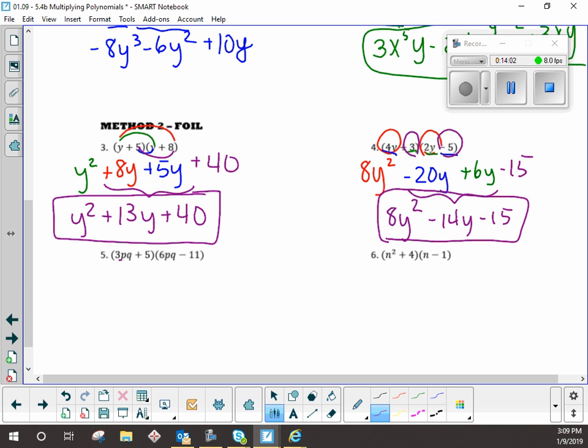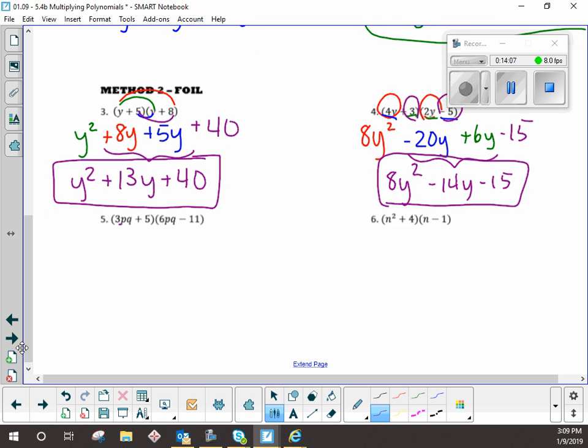Those last two we're going to FOIL. They work a little bit differently because number 5 has 2 different variables. When you do the first terms, you get 18. What is p times p? It's not pp. It's not p. P squared. Q squared. Okay. So that's the first terms.